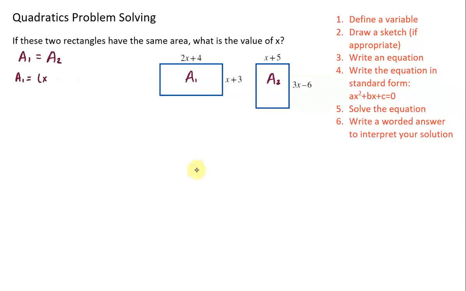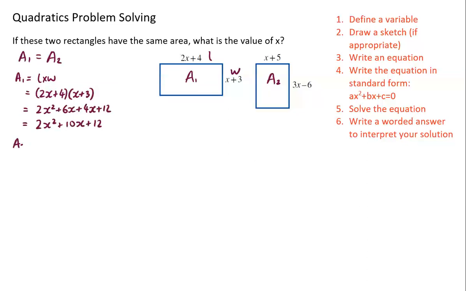Area 1 is length times width. We can see the length and the width of our rectangle, and we can substitute those values in. The length is 2x plus 4 multiplied by the width, which is x plus 3. And we can expand out our quadratic expression. We get 2x squared plus 6x plus 4x plus 12, which gives me 2x squared plus 10x plus 12. And that's an expression for the area of rectangle 1.